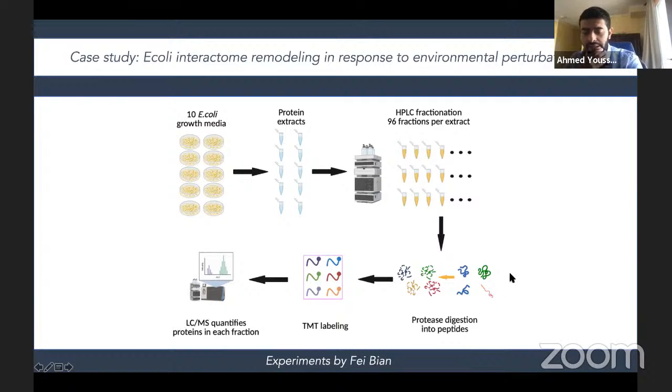We then digested these proteins into peptides using trypsin. We used TMT labeling to multiplex our experiment, and then we finally performed LCMS to identify roughly 2,000 proteins in each one of these 10 growth media. And for each one of those proteins, you have a fractionation pattern over the 96 fractions.